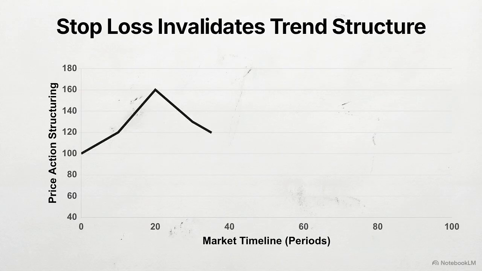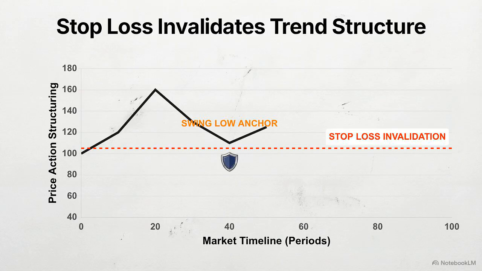To manage risk, we immediately place a stop-loss order. The rule is to place the stop-loss just below the original swing low. If the price breaks this point, the trend structure is invalid.